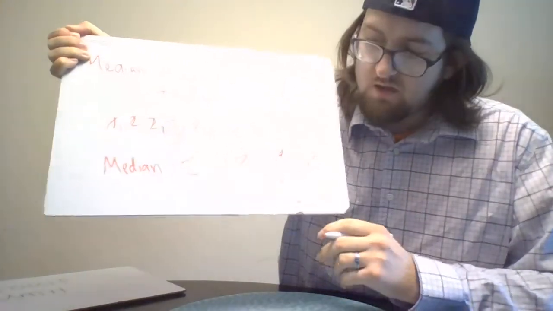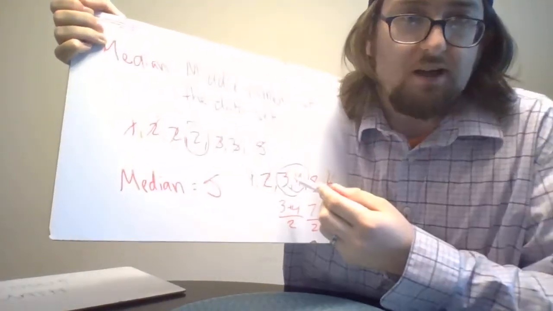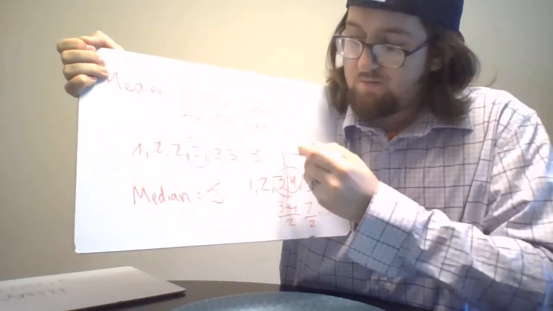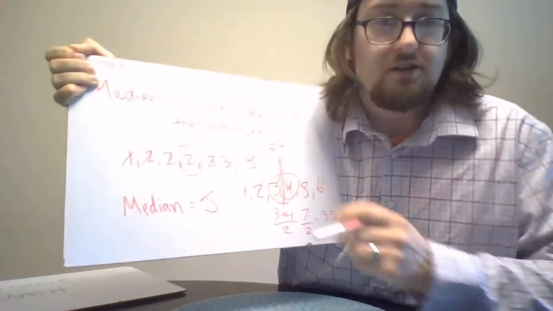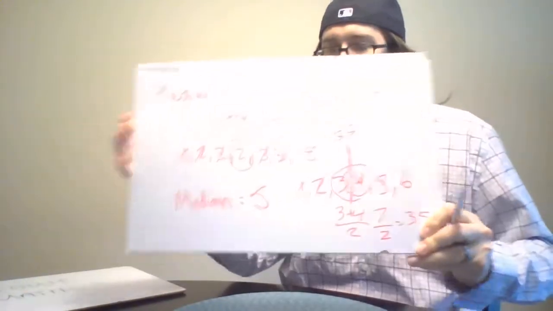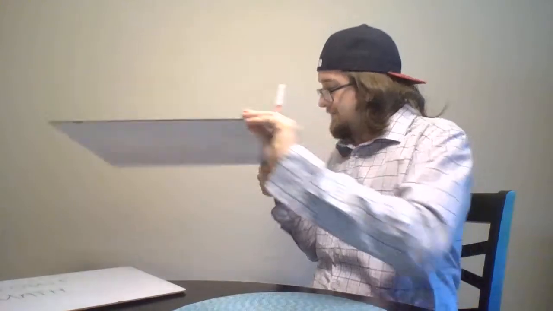Okay. Does 3.5 fall right in between 3 and 4? Yes, it does. Your middle number is 3.5. And you'll need to know this when we go into box and whisker plots soon. So that's range, that's median.